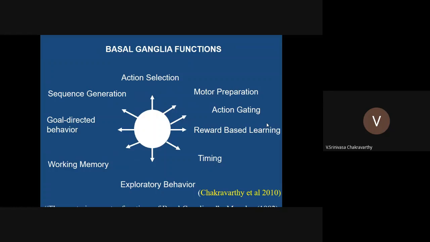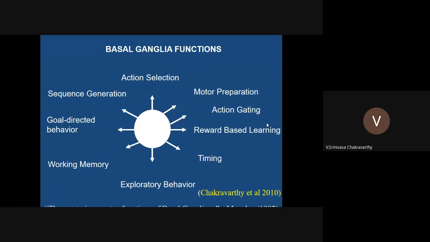Sequence generation: how do I memorize sequences and produce sequences? For example, a complex dance movement or a complex movement in some martial arts. How do I produce them? Basal ganglia has a role in that, and if basal ganglia damage occurs, then you will have problems with that kind of function.